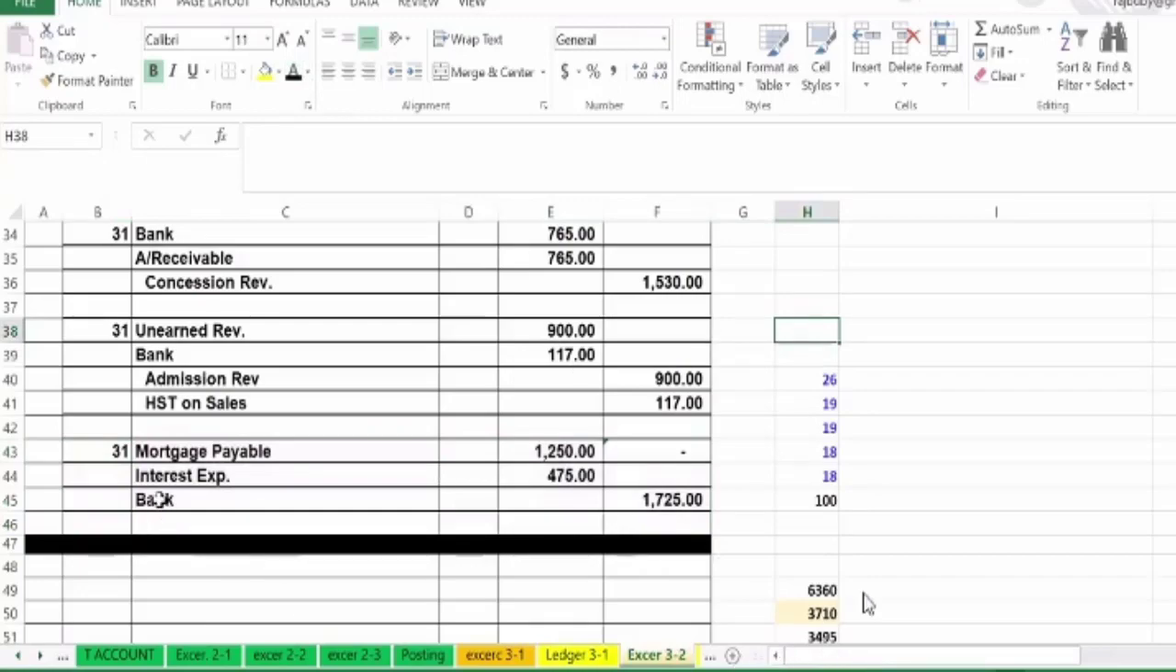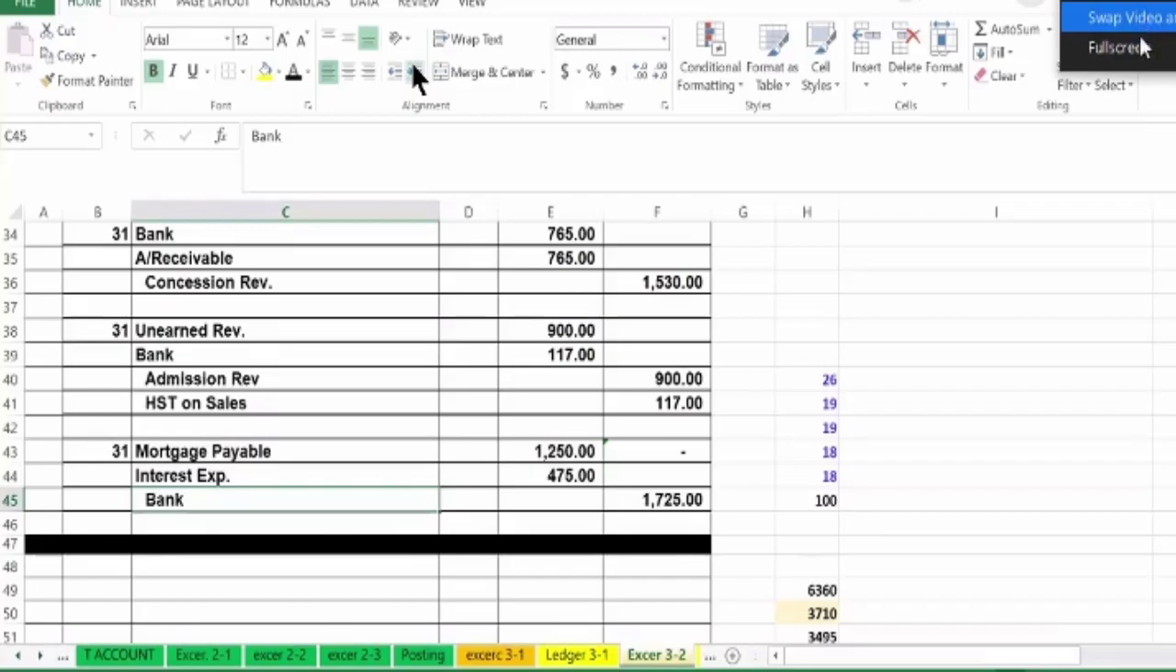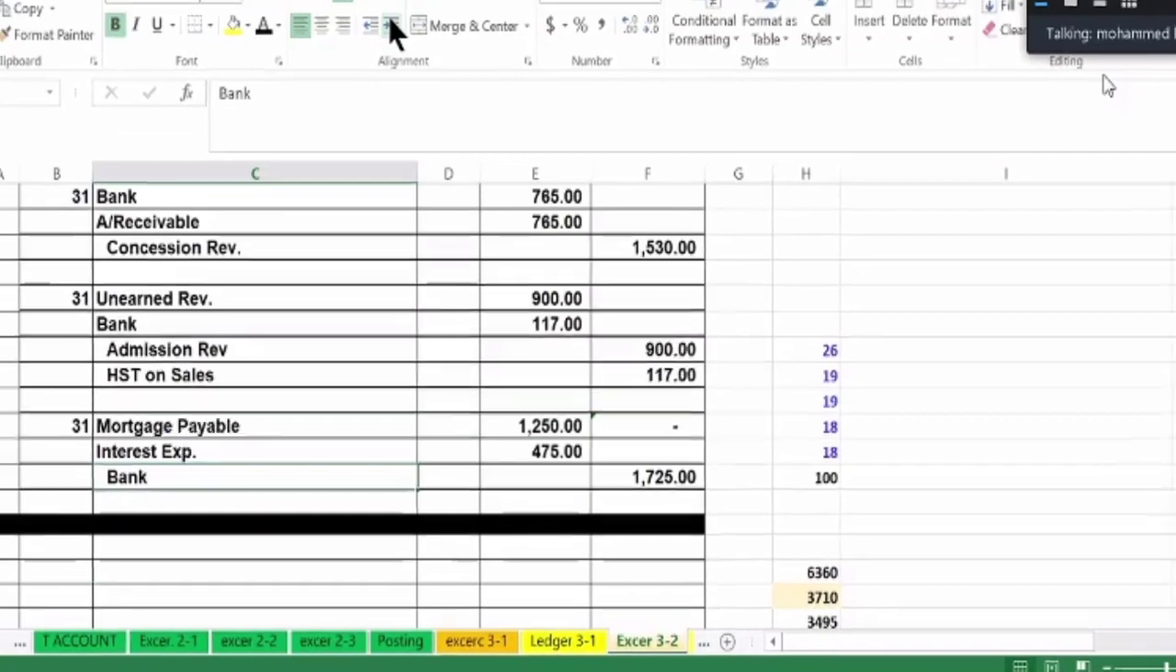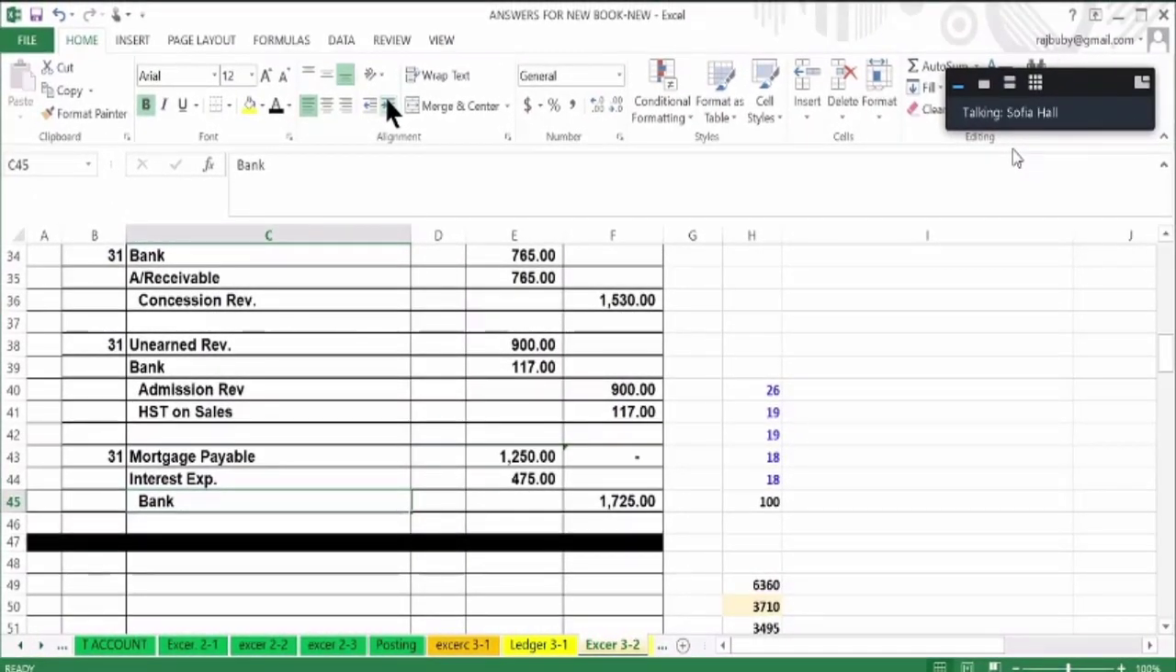In this lesson, we are learning about unearned revenue, how unearned revenue is working. After you finish, we can go to returns, allowances, sales discount, purchase discount, and purchase sales.